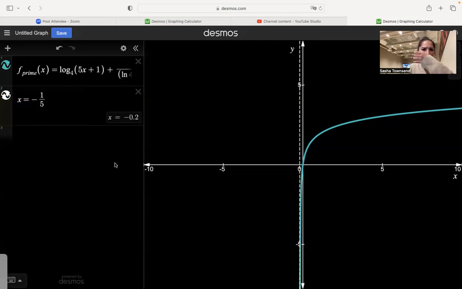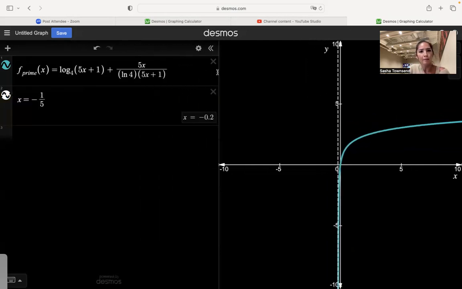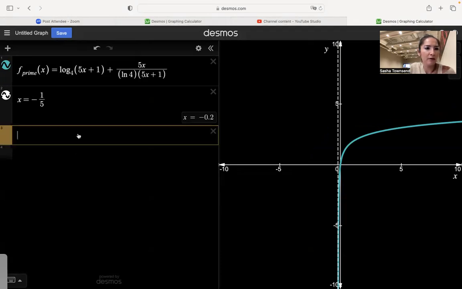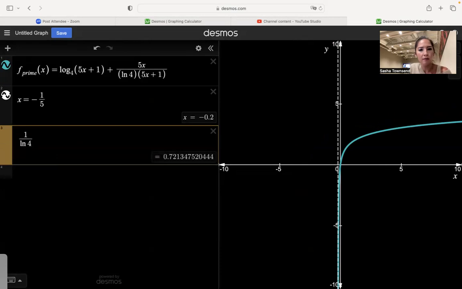This sort of looks like a logarithmic function, doesn't it? Looks like we're taking this logarithm and then we're adding something that is close to 1 divided by natural log of 4. What is 1 divided by natural log of 4? That's about 0.72. Say, okay.